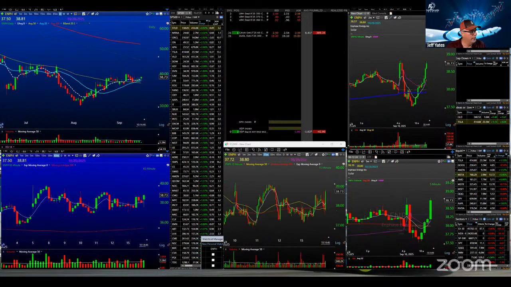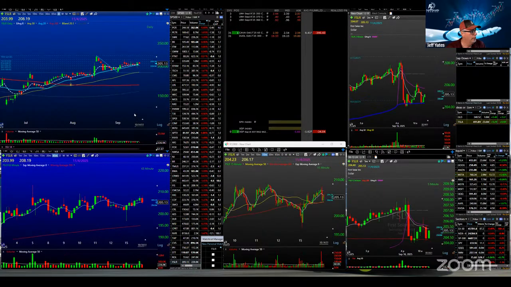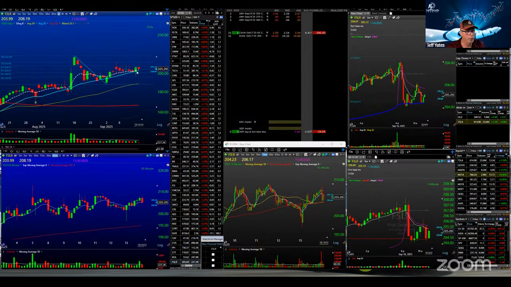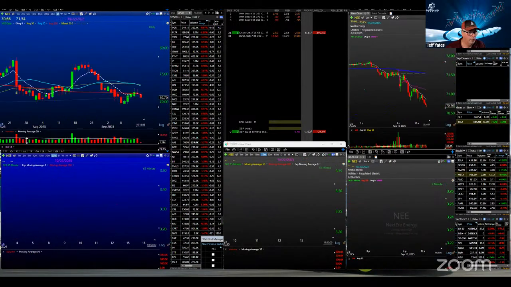Getting some moves in the tan stocks here. Energy moving back up. That first goal is probably doing pretty well. Actually, it's not, but the 3-bar play is. See how that holds after earnings tomorrow. All right, let's see.